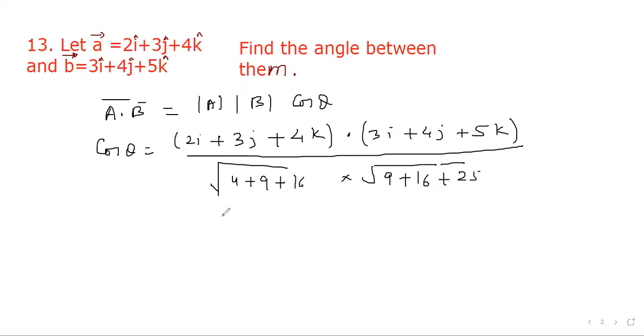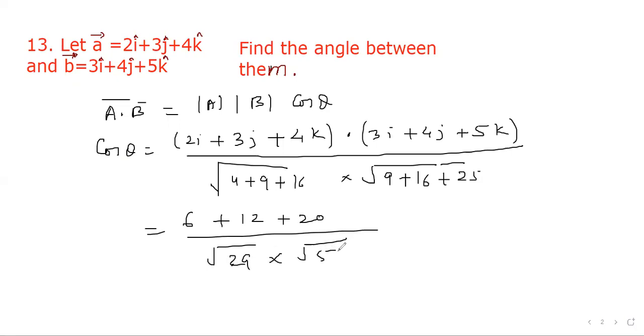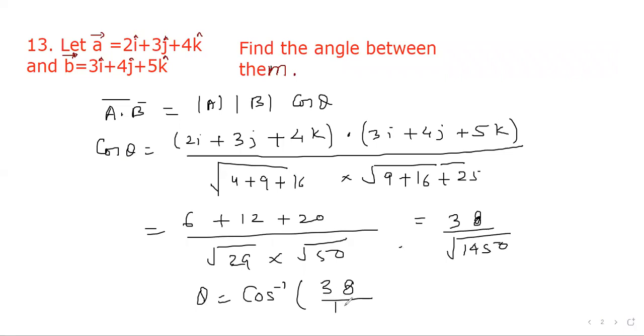So let's simplify. 6 plus 12 plus 20 divided by, this will become root 29 and this will become root 50. So it will be 38 divided by the root of the multiplication of the two, 1450. So theta equals cos inverse of 38 divided by root 1450.